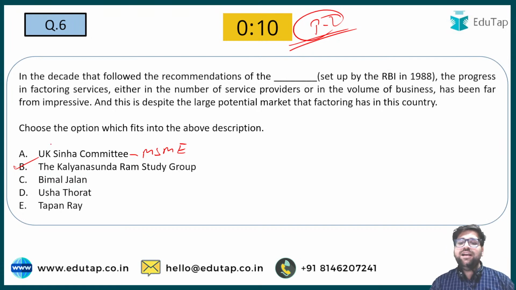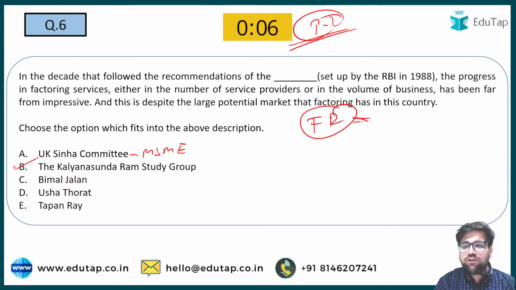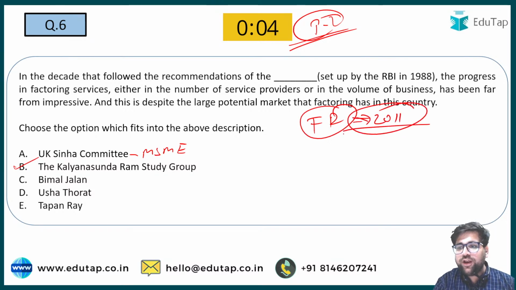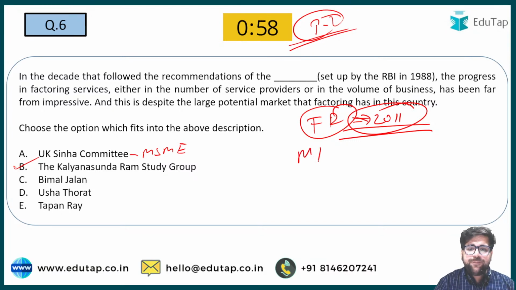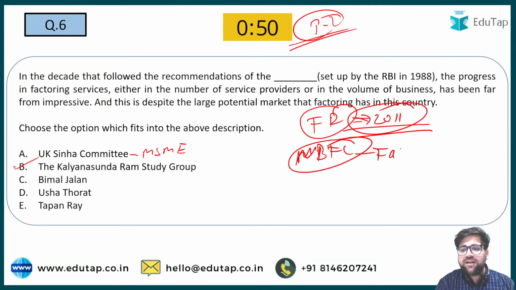But before moving ahead, let's discuss factoring. The Factoring Regulation Act was passed in the year 2011. Please note this point. Recently, certain regulations on factoring have also been released by RBI. All institutions giving factoring services have to register as an NBFC. They are known as NBFC factors, and the minimum net worth is 5 crore. Please note all such points.